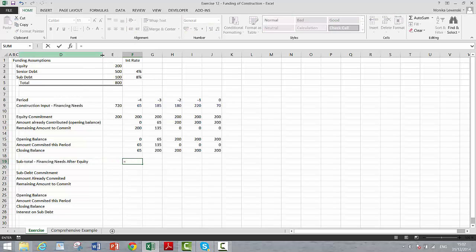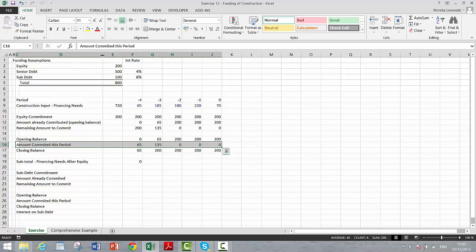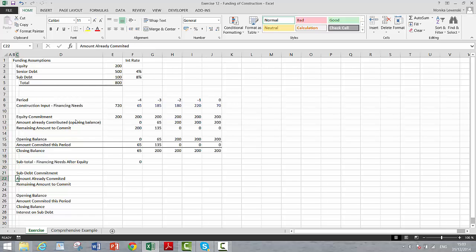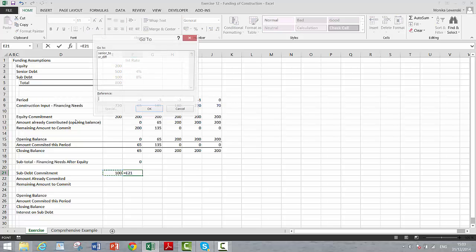So let's take our financing needs and then subtract how much we've put in. And this is such kind of an important line. Maybe we should put a little top and bottom border on that one. Okay, and then we can say, well, let's see how much we've agreed on the subdebt to put in. Let's see. Okay, this is where I got lost.